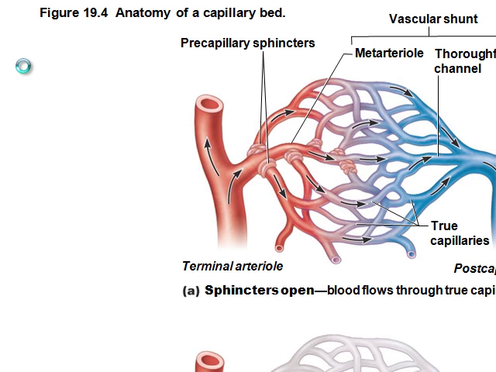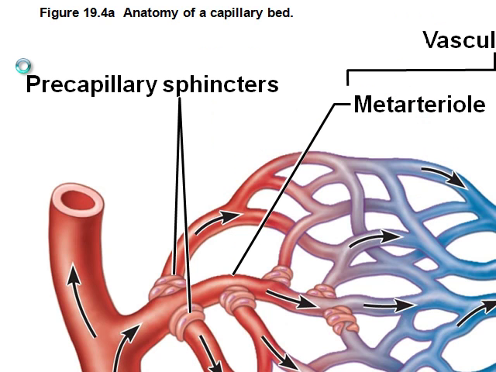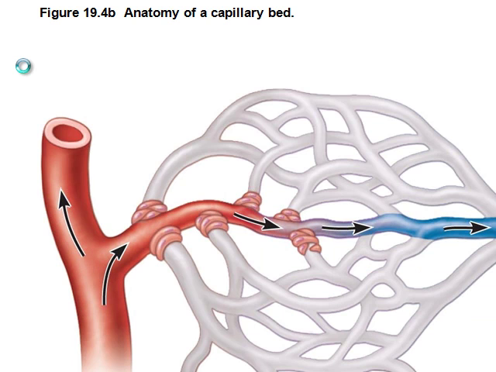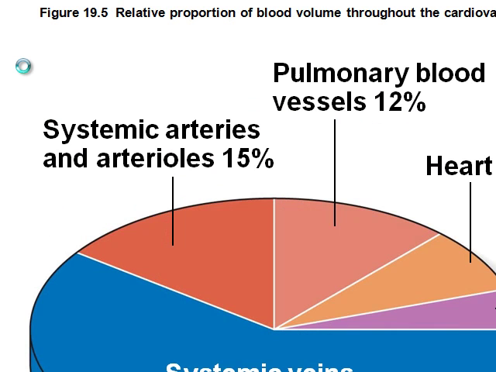Waste products, right? So we're talking about in the tissues now. Tissues are going to undergo metabolism, and their waste products are going to be picked up in the capillary beds as well. So then we're going to flow through these guys into the venous system.